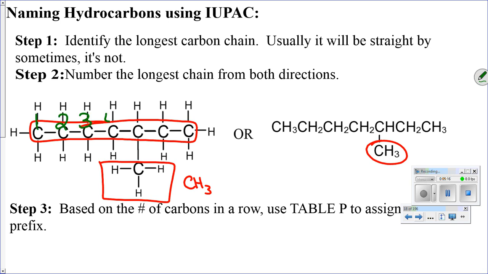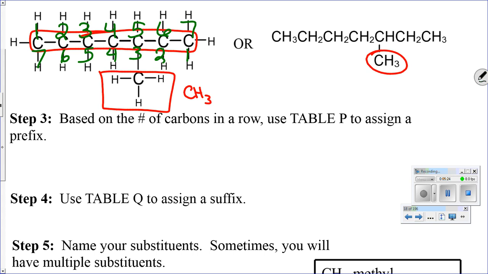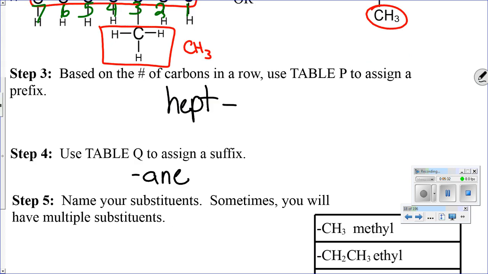1, 2, 3, 4, 5, 6, 7. We have 7 carbons in a row. Our prefix is hept. Our suffix is still based on bond type. We have all single bonds, so that's going to be ane.